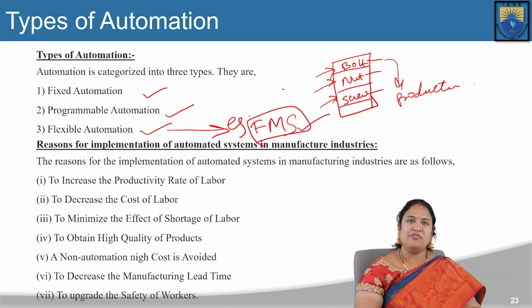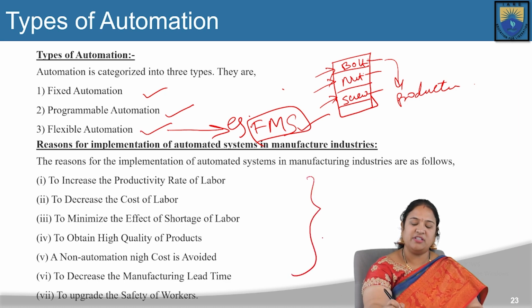The example of flexible automation is the flexible manufacturing system, and the example for fixed automation is nothing but automobile parts. So this is about the types of automation and the reasons to implement the automation system in manufacturing. This we have already discussed in the previous class.